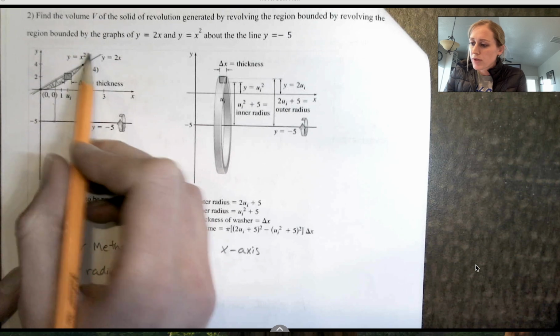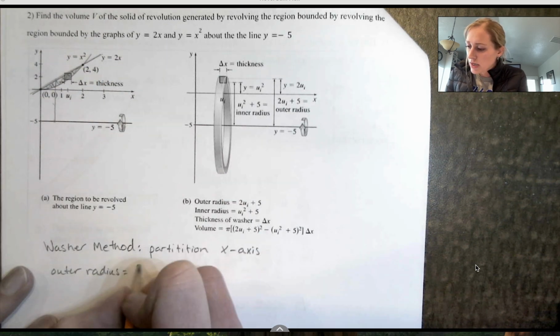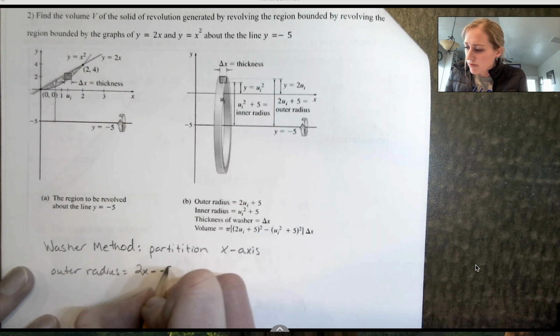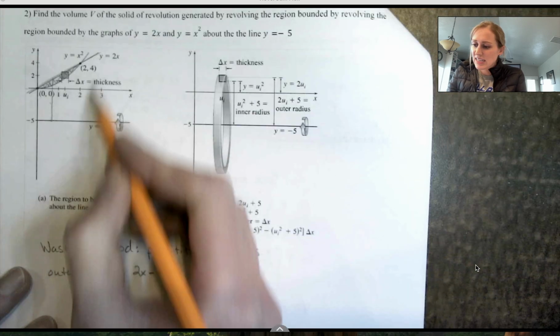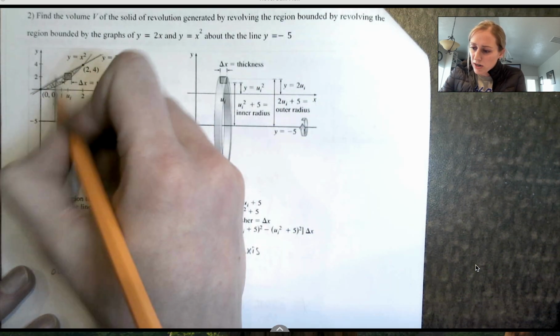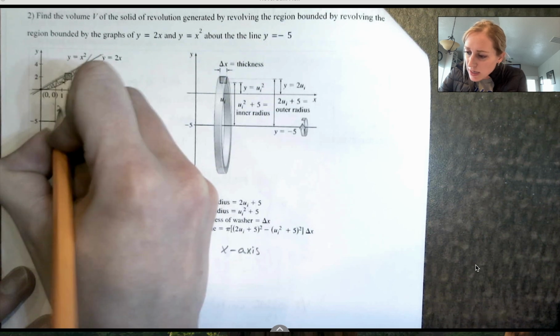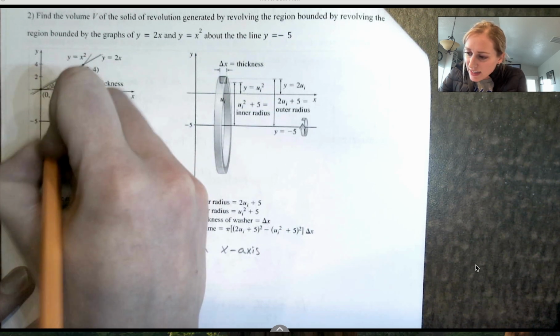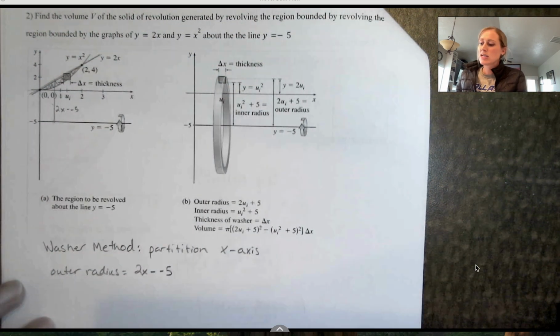So I'm going to do 2x, but then we're subtracting -5. That's giving me the distance from here to here. So this is 2x minus -5. That is that radius, that outer radius.